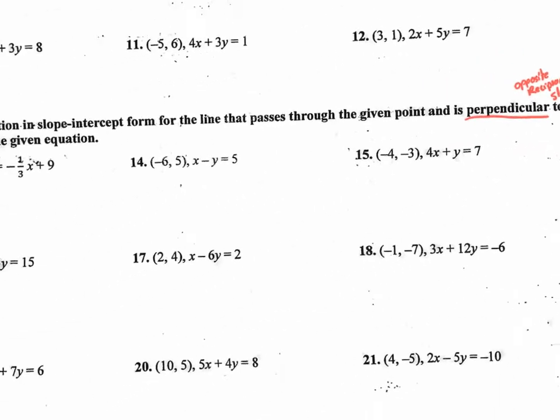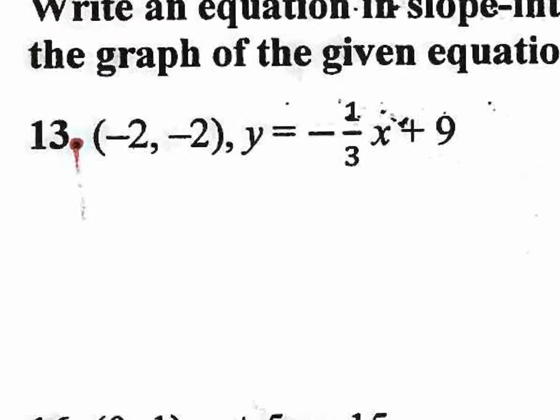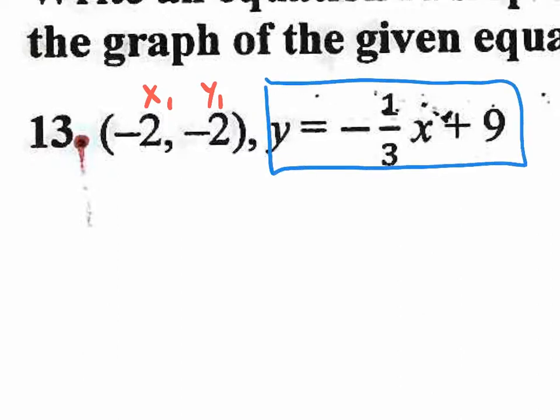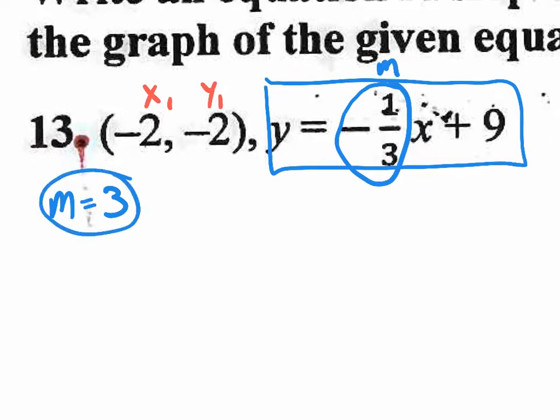So let's take a look at number 13. Okay? So they give you a point. What point do they give you? X, Y, first one, and X1, Y1. And they also give you an equation over here. This equation right here, the only thing that we need to get out of this equation is our slope value. Now they tell us that our slope is going to be perpendicular to this slope. So our slope value is going to be the opposite reciprocal of that negative 1/3. So what is the opposite reciprocal of negative 1/3? 3. Excellent. So slope is 3.